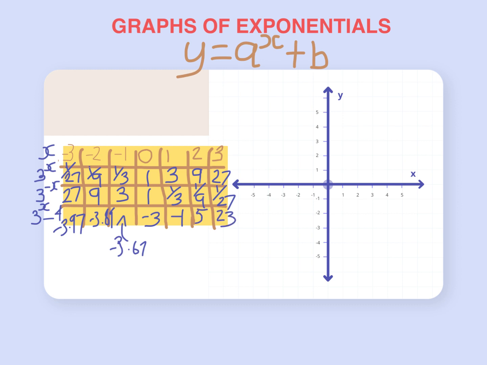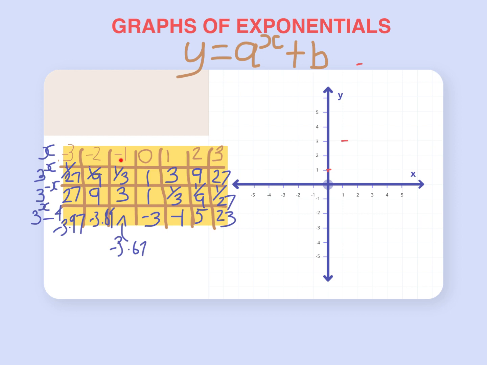Okay, so let's graph each of these. Remember that each is a point. If I want to graph y equals 3 to the power of x, I have points negative 3, 1 over 27, negative 2, 1 over 9, and so on. Let's start graphing the points that are a bit easier. Graphing the point 0, 1 is there. 1, 3 will be this point here. 2, 9 will be way up there.